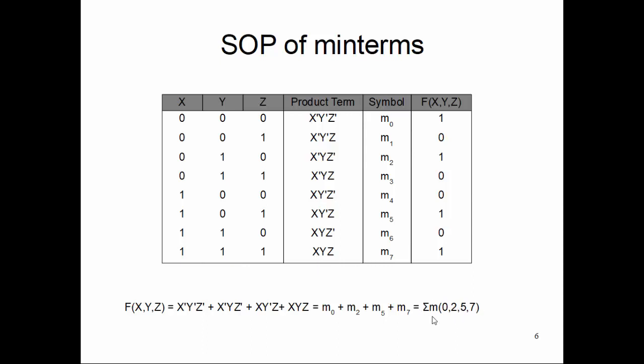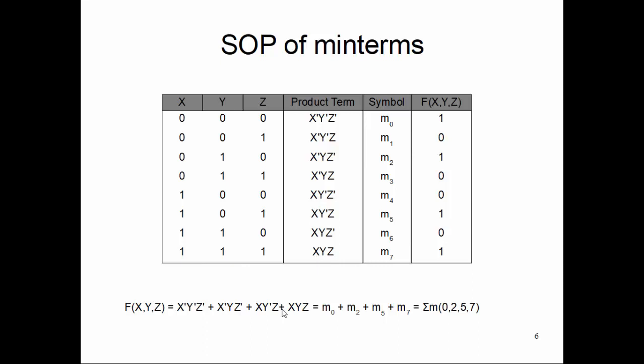So whenever you see this compact form, sigma of m 0, 2, 5, 7, you automatically know that for the given function, it is basically m0 or m2 or m5 or m7, which we can expand. We know the definition of m0: it is nothing but x bar y bar z bar in this context. And then m2 is x bar y z bar. M5 is x y bar z, and m7 is x y z. So we can start expanding from here to here.